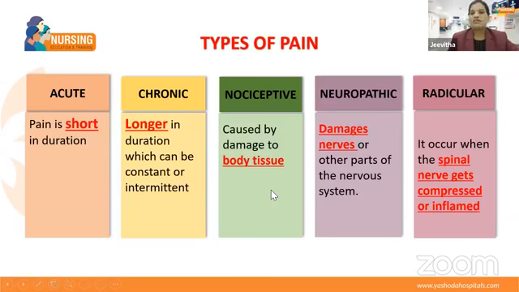Neuropathic pain is also one type of pain where you can see damage of the nerves, especially in Parkinson's disease, where there is a disruption of the nervous system, which may lead to neuropathic pain. And radicular pain is also one type of pain where the spinal nerves get inflamed. So as a nurse, what I would like to emphasize after seeing this slide is that you should be more aware of acute pain and chronic pain. As I said, acute pain is short in duration and chronic pain is longer in duration.